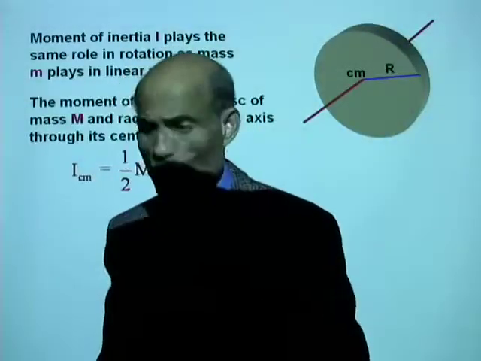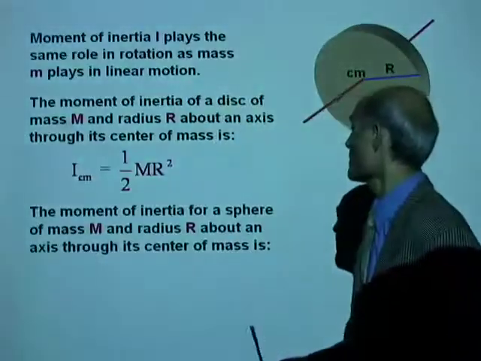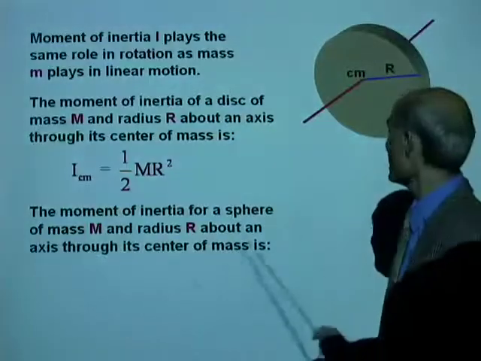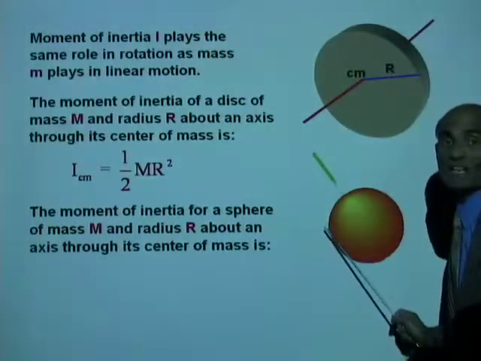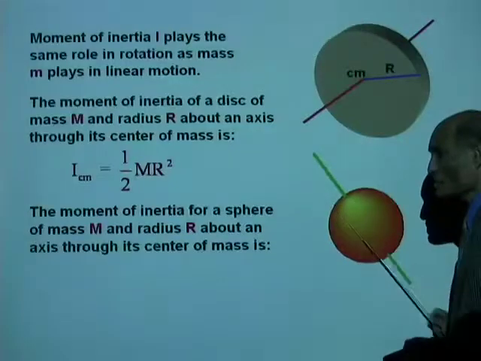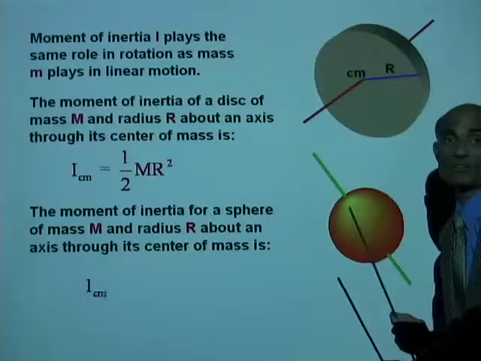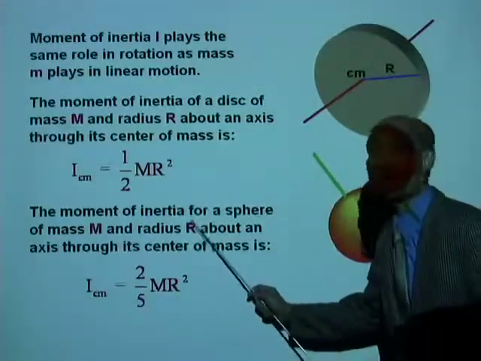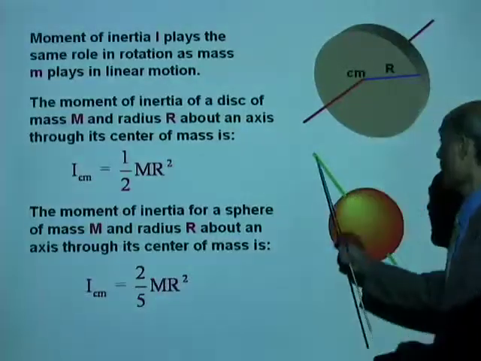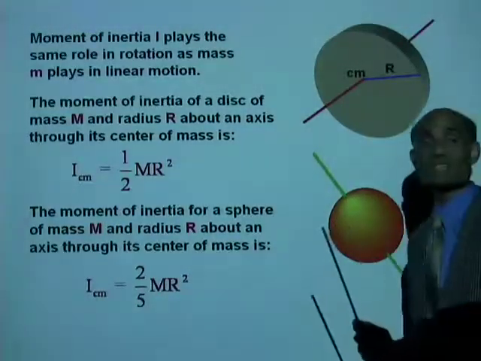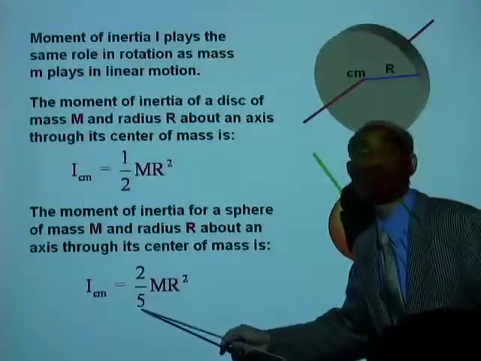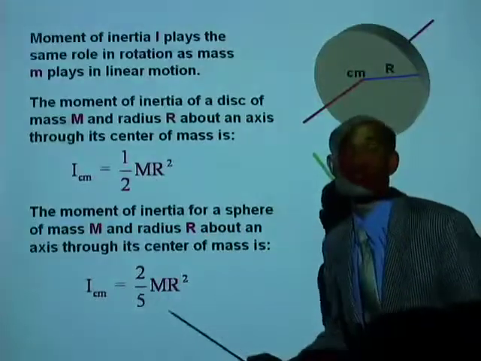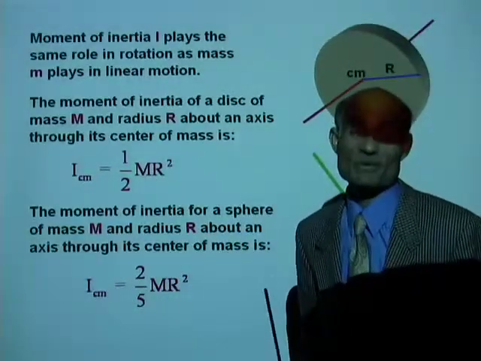Alright, let's look at the next regular shape: the moment of inertia of a sphere. If I have a sphere like this, and look at the axis, its axis is passing through the center of mass. And the moment of inertia of a sphere of radius r and mass m about an axis passing through its center of mass is 2/5 mr squared. You should be able to use these equations wherever they are necessary.